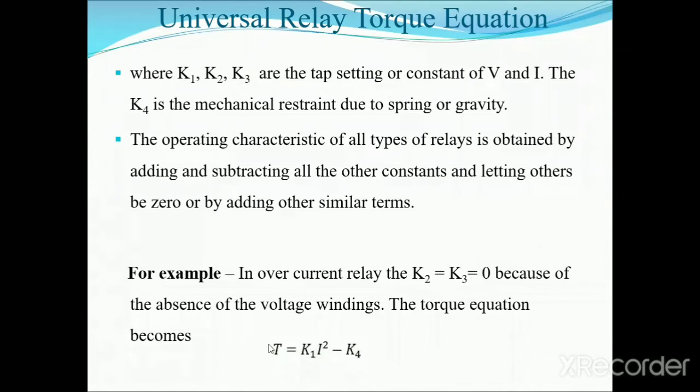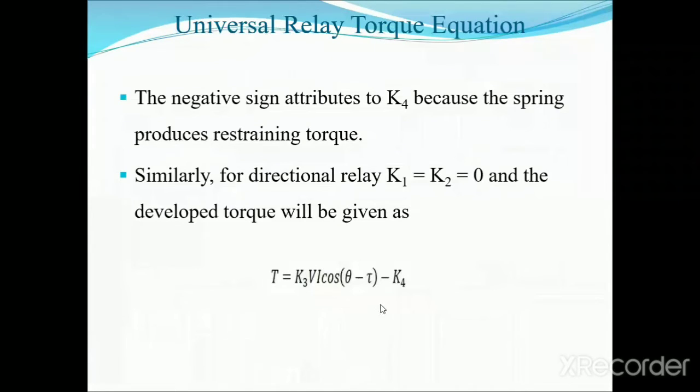But K4 is taken as minus, which means it is a negative restraining spring torque. That's why we take it as minus K4. Similarly, in the case of a directional relay, K1 and K2 are equal to 0. We substitute K1 = K2 = 0.